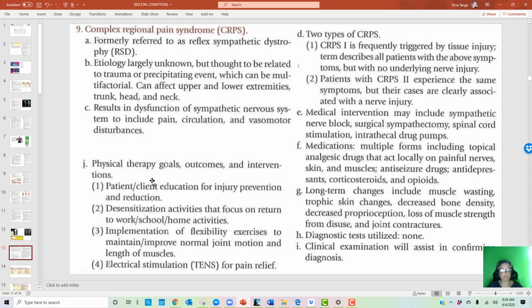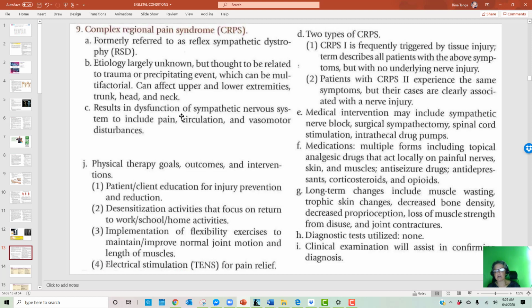Physical therapy goals, outcomes, and interventions. Patient-client education for injury prevention and reduction. Desensitization activities to focus on return to work, school, and home activities. Implementation of flexibility exercises to maintain and improve normal joint motion and length of muscles. Electrical stimulation, TENS, for pain relief.